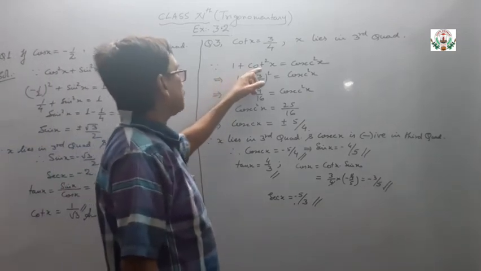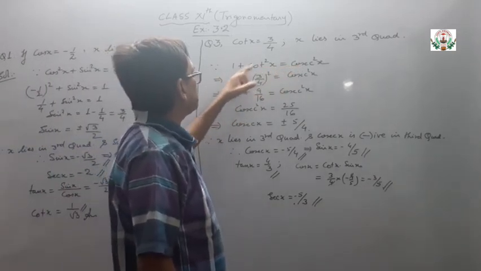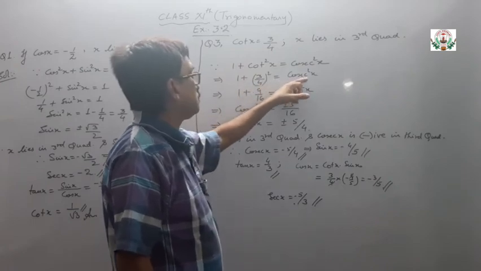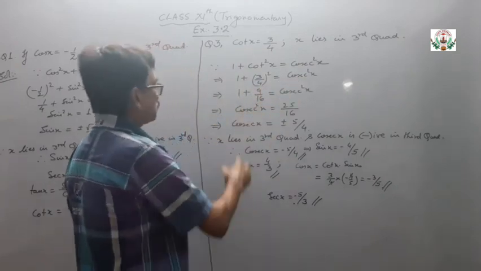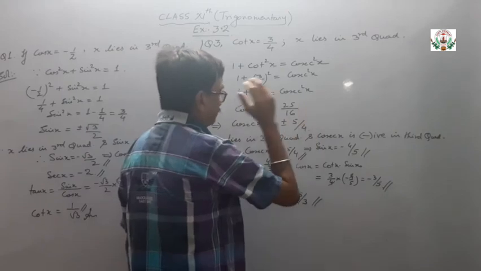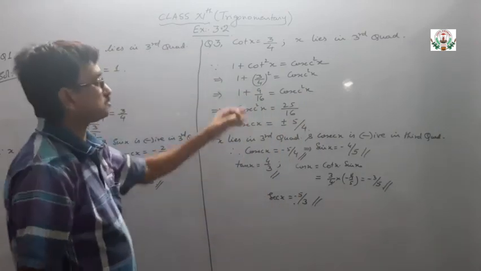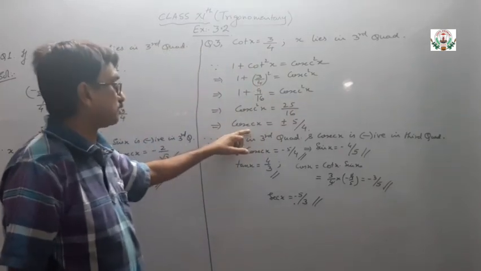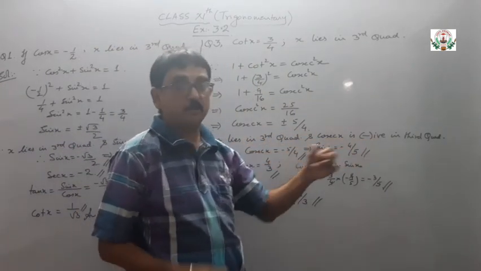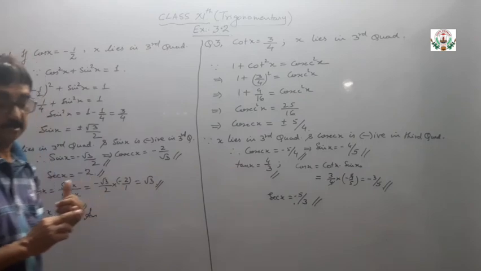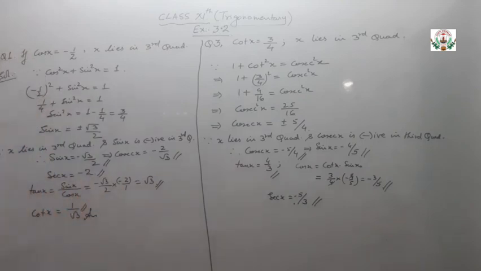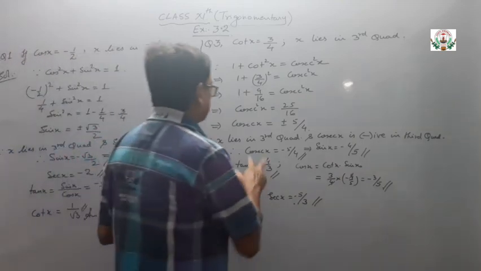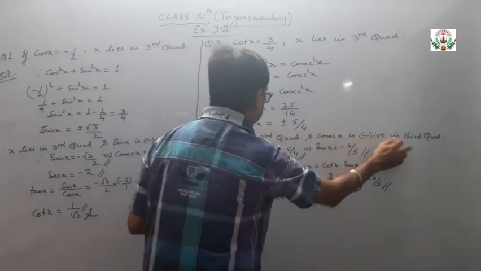So 1 plus cot square x equals cosec square x, 1 plus 3 by 4 the whole square equals cosec square x. So we get cosec x equals plus minus 5 by 4. As it is also given that x lies in the third quadrant, and in the third quadrant tan and cot are positive and the rest all 4 are negative, cosec x is negative in the third quadrant.